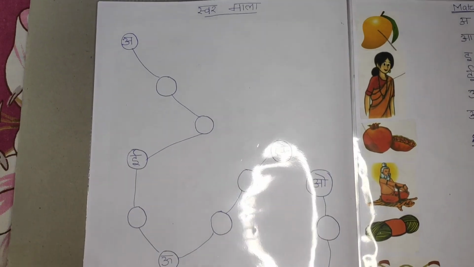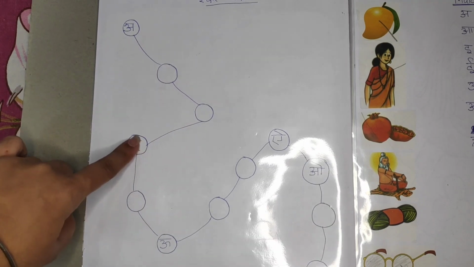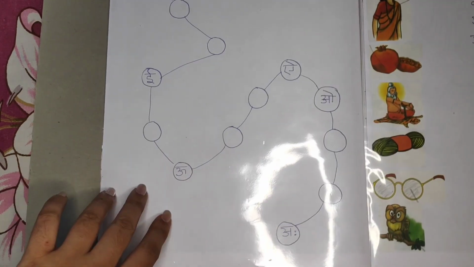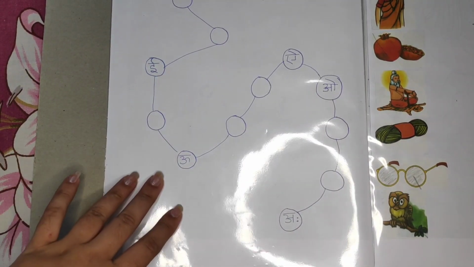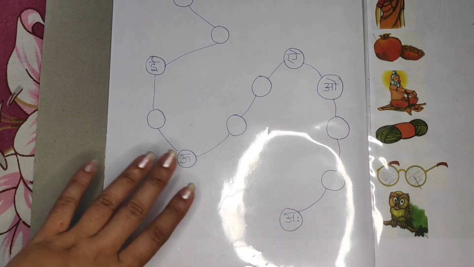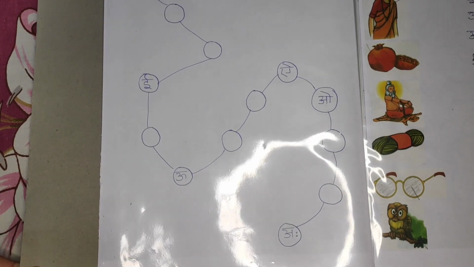Next one is Swar Mala. In Swar Mala, what A, then A, E, U, like that they have to complete it till here. So this is another worksheet. The same worksheet you can follow for ABCD, for numbers, and also for Ka Kha Ga Gha.